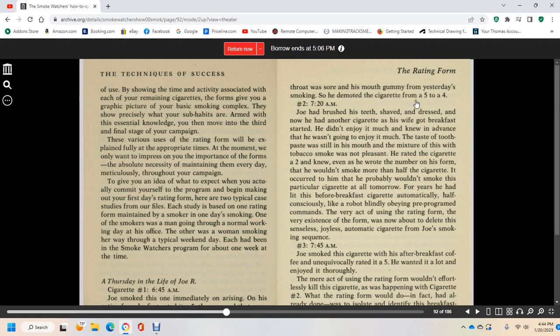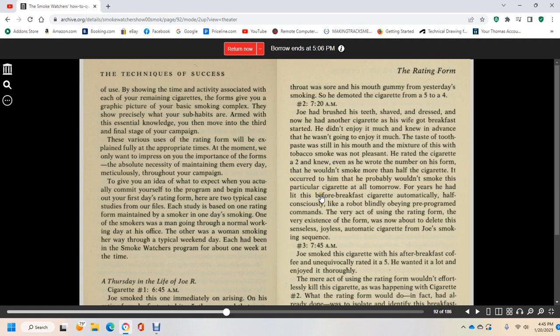Number 2, 7:20 a.m. Joe brushed his teeth, shaved, and dressed, and now he had another cigarette as his wife got breakfast started. He didn't enjoy it much, and knew in advance that he wasn't going to. The taste of the toothbrush was still in his mouth, and the mixture with the whiff of tobacco smoke was not pleasant. He rated the cigarette a 2, and wouldn't smoke more than half of it. It occurred to him that he probably wouldn't smoke this particular cigarette at all tomorrow.